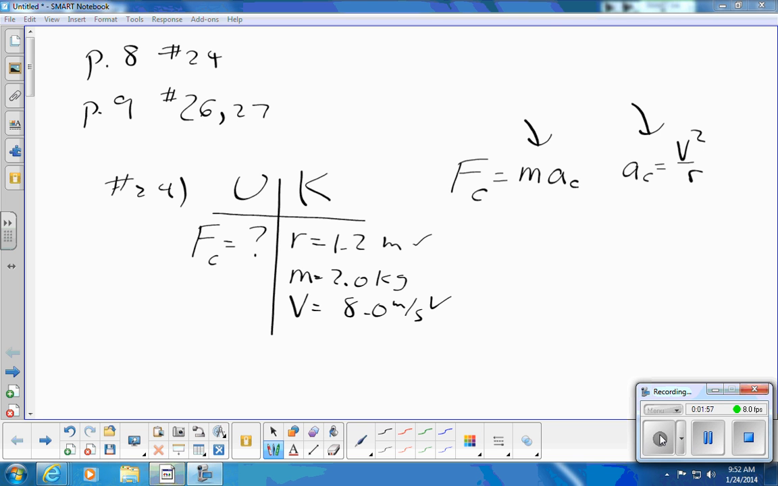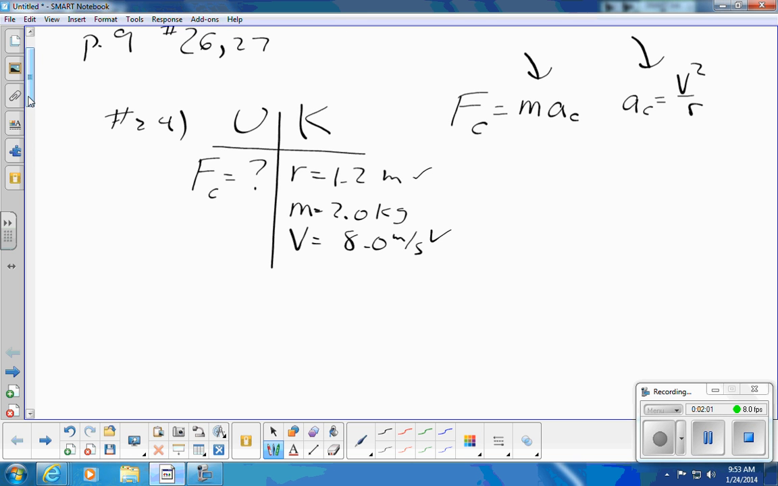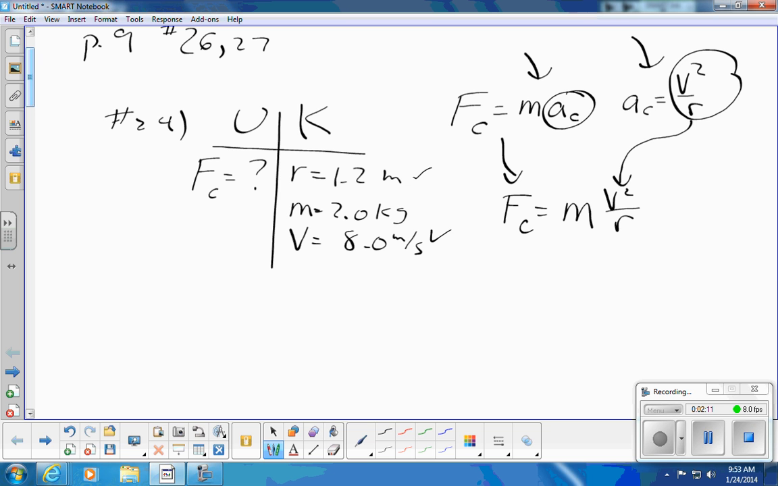But let's use the combo form that we learned, which simply means that I'm going to take Fc is m times, and instead of writing a c, I'm going to write what a c is equal to, which is v squared over r. So this is my combo form. So I can do it all in one step.